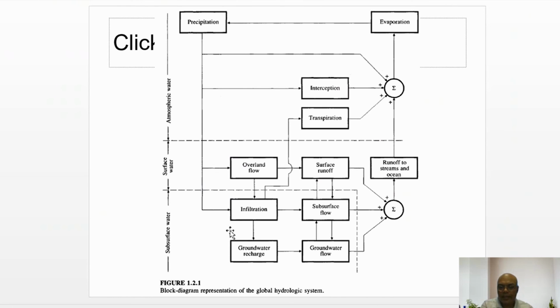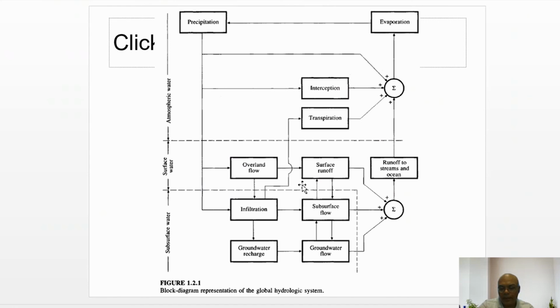So this hydrological cycle can be divided into 3 subsystems: subsurface flow, surface flow, and atmospheric water. That is based on where these processes are taking place, whether in the underground, or just above the surface, or in the atmosphere. So based on where these processes are taking place, they are divided into 3 classifications or subsystems, which are atmospheric water, surface water, and subsurface water.